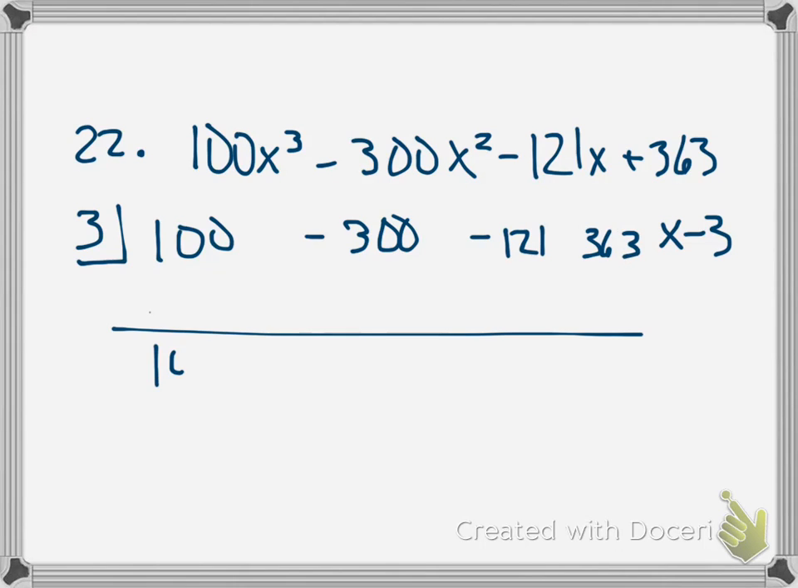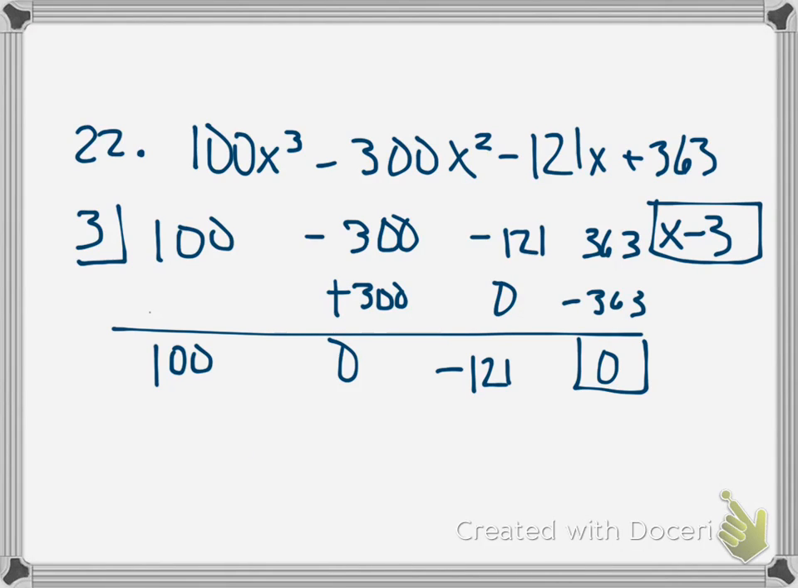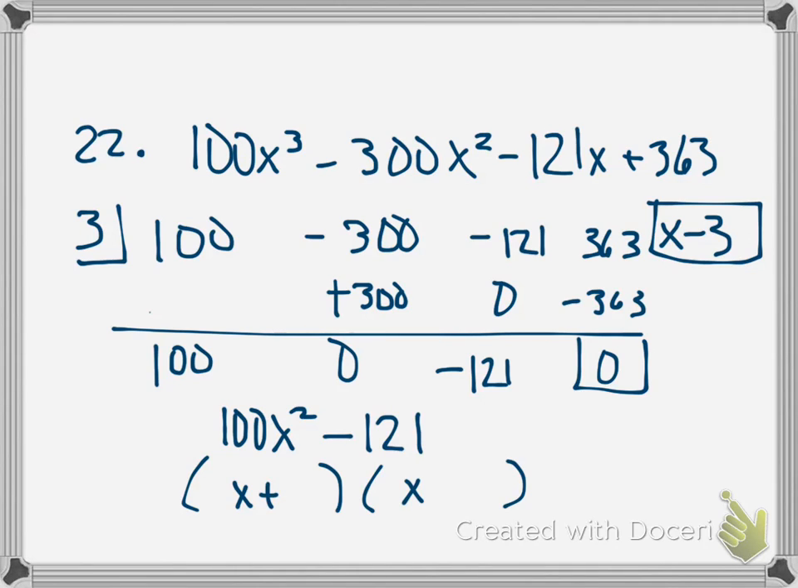You go through the synthetic division, and what you get is a new factor. If this started out 100x cubed, well, this becomes 100x squared minus 121. And then that becomes very easy. Remember, every time you see x squared minus, you can think x plus, x minus, and what's the square root of 100? 10. What's the square root of 121? 11. And that's it. Throw in the x minus 3, and there's all your factors.